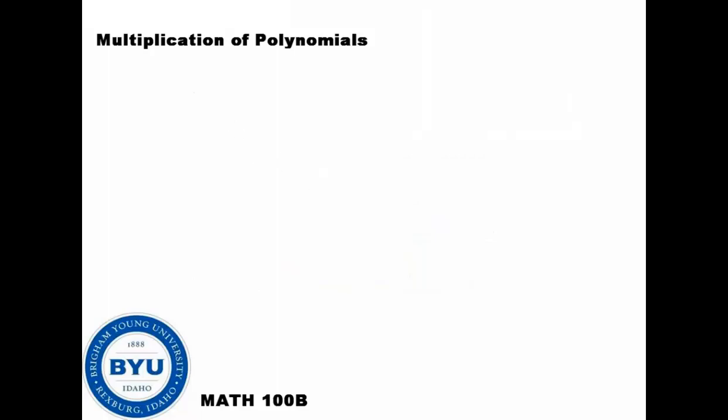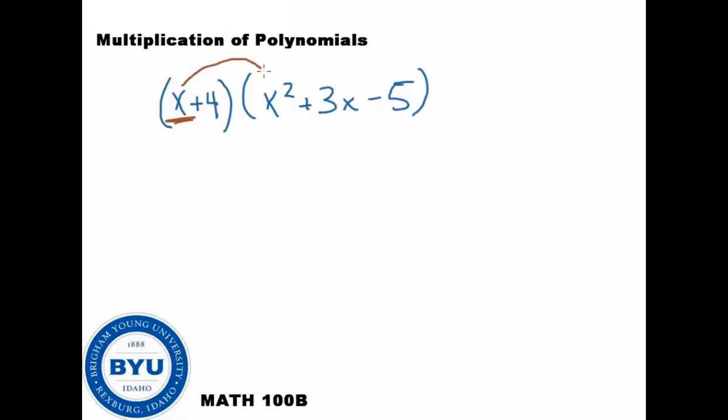So let me go ahead and do another example here. Let's say that we had x plus 4, and I wanted to multiply that into x squared plus 3x minus 5. Okay, so notice that this is a binomial times a trinomial. Again, we're just going to use the idea of super distribution. In other words, I'm going to take this value right here, this x, and work on distributing it into all the values of the other parentheses.